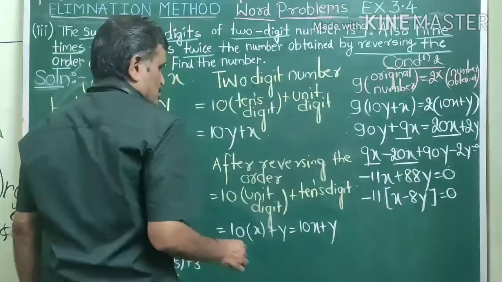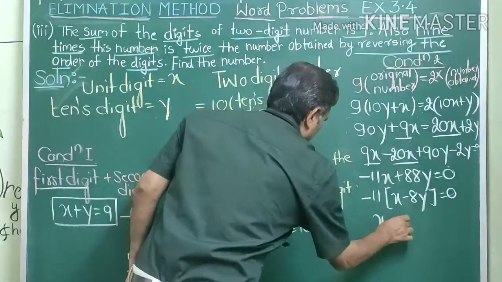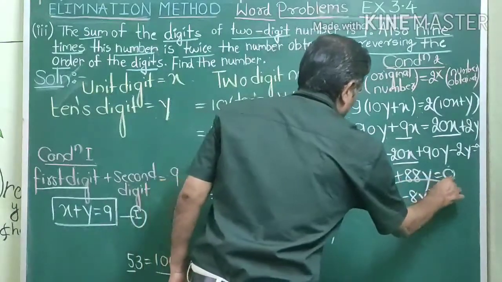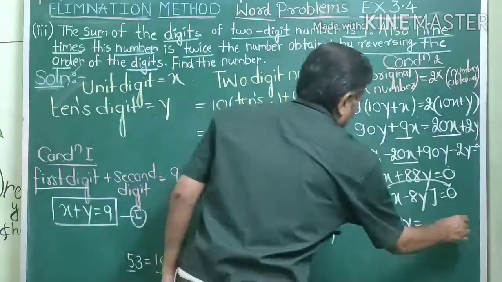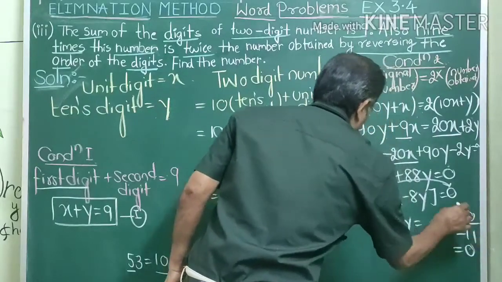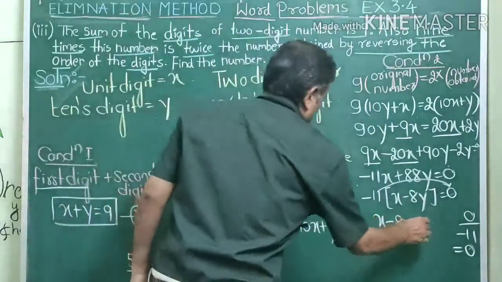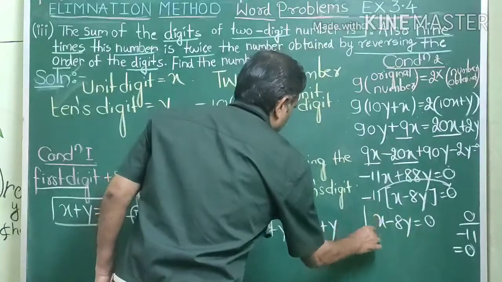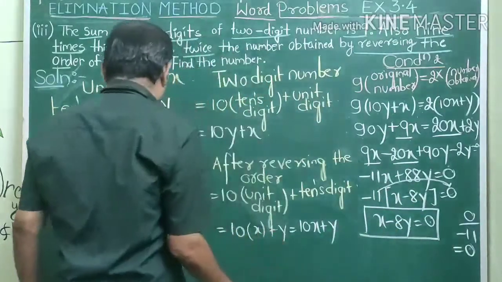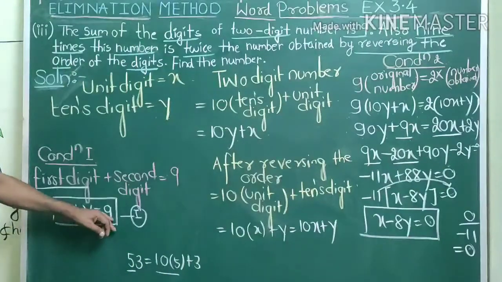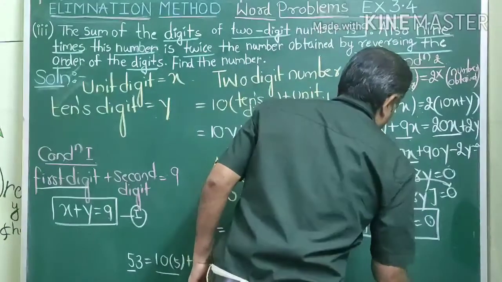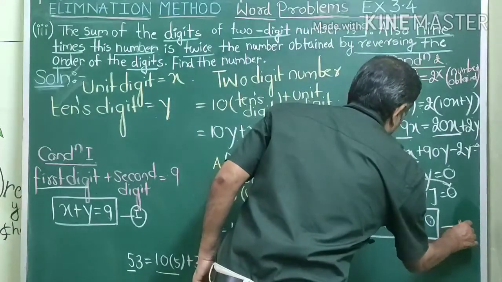Now again if I take 11 common, then it becomes x minus 8y is equal to 0. Now this I transpose to the right side, then it will become 0 by minus 11, and 0 by minus 11 is always equal to 0. So what I get here is 0. Now finally, I got the first equation here, x plus y is equal to 9. I got the second equation here, x minus 8y is equal to 0.